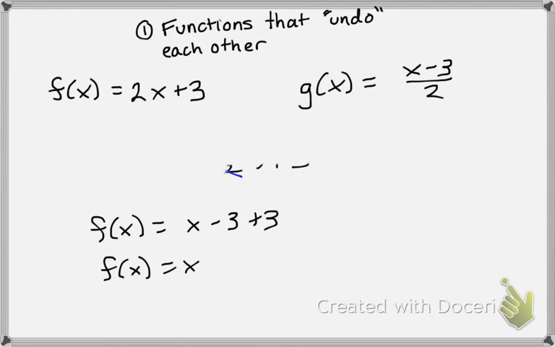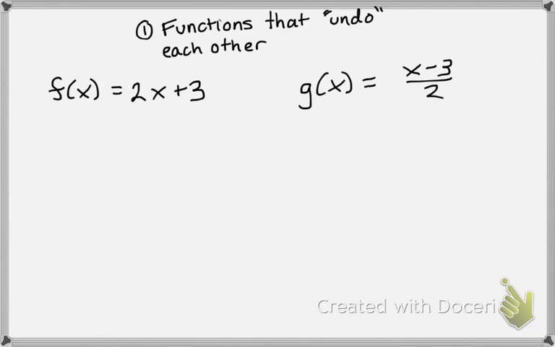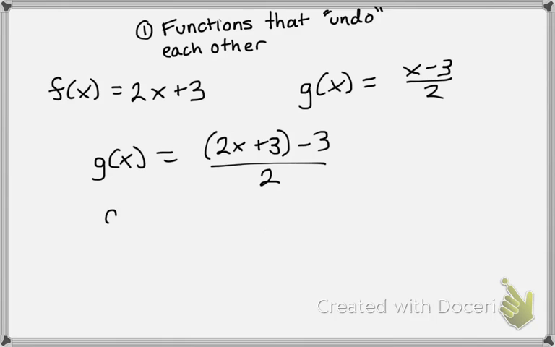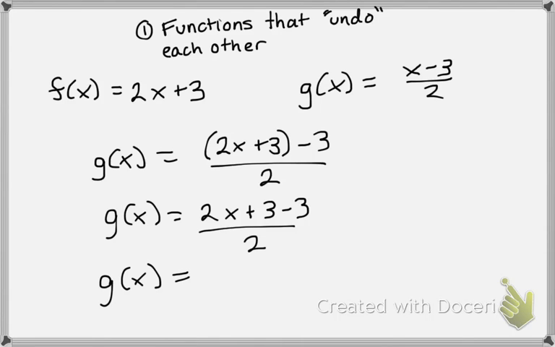Now let's try it the other way. Let's take f of x and plug it into g of x. Instead of x, I'm going to substitute f of x. And I see the same result. I get 2x over 2, so g of x just equals x. So by substituting the inverse function, it essentially undoes any operation that is occurring in either function.